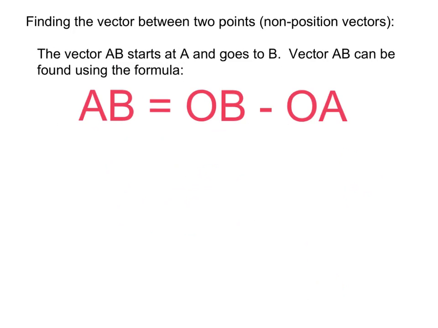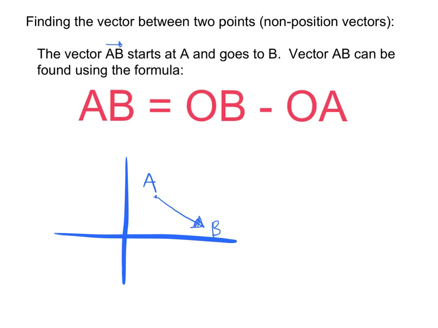So for instance, the vector AB, with a vector mark over it, is the vector that starts at A and goes to point B. So if you've got a point A here and a point B here, that is the vector AB. How do we find vector AB? Well, I've got a formula right here.